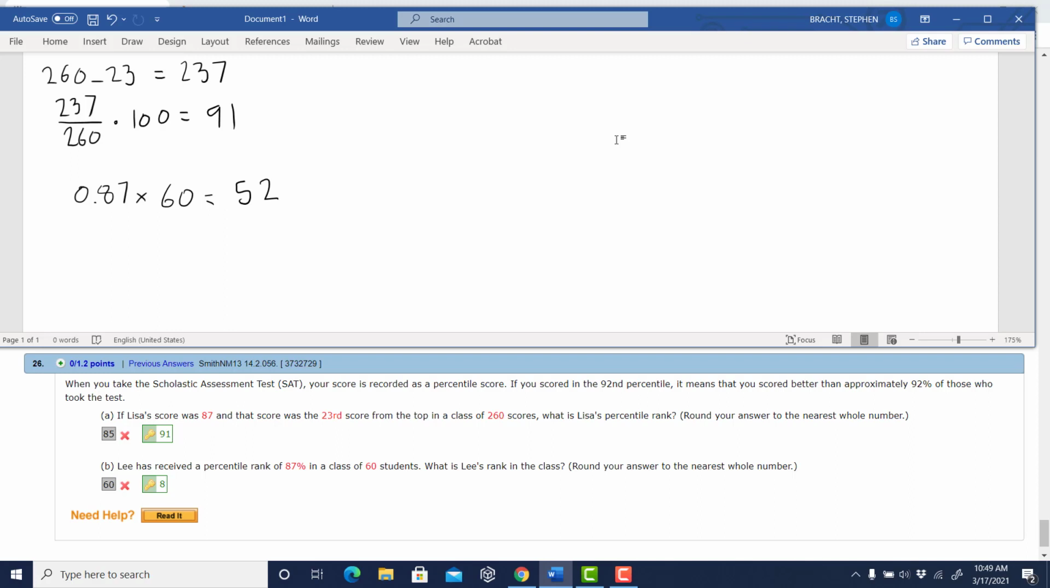And that leaves 8 students remaining. So that means that Lee would have been in the 8th rank, because Lee's score would have been just above this 52. There were the 52 that scored below Lee, and then Lee would have been 53rd or 8th from the top. Does that make sense? Because 52 plus 8 equals 60. So Lee's rank would be 8.